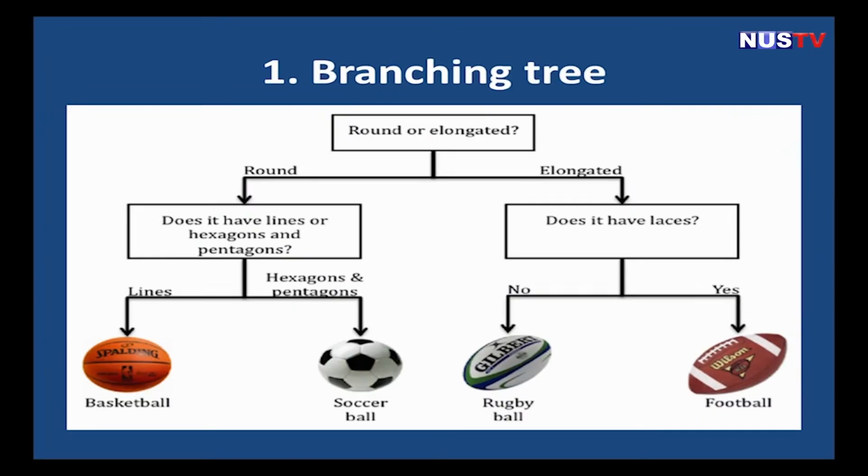So this is our first type of dichotomous key. So we're trying to identify the different balls. You have the basketball, soccer ball, rugby ball, and football. So you look at our first option, round or elongated. So the round balls, which include basketball and the soccer ball, they are on your left. And the elongated balls, which include the rugby ball and the football, are on your right.